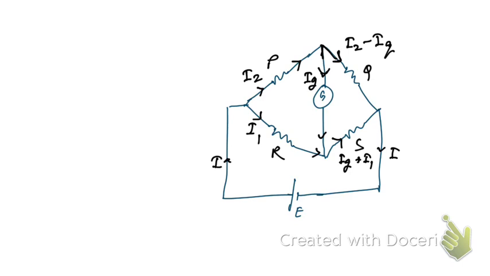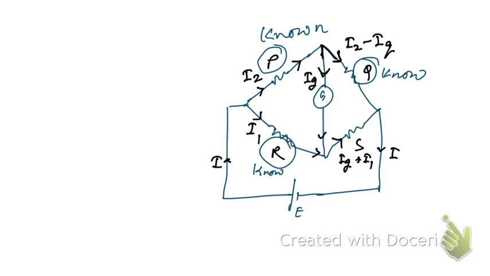Okay, now you see, in this case, using this Wheatstone bridge, suppose P, Q and R are known resistors, and S is unknown. We can determine this unknown resistor, but here one more thing.